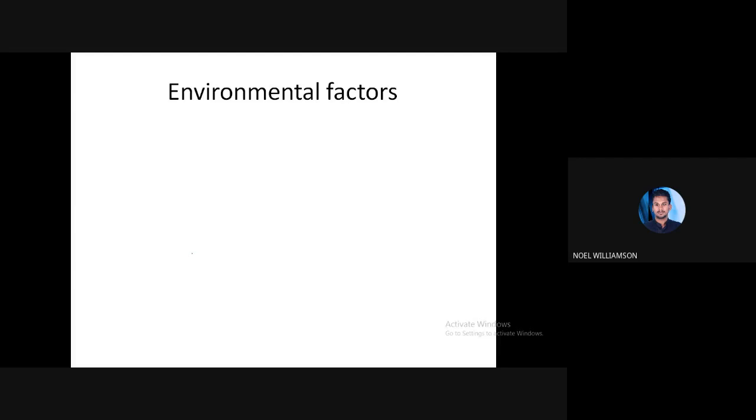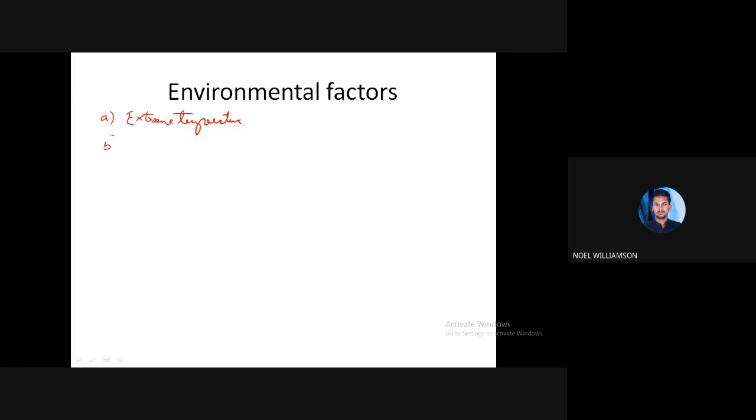First one, extreme temperature. Suppose the environmental temperature is high, then it may create certain accidents for the worker. Suppose unexpectedly the temperature increases, then it may cause damage or discomfort to the operator.